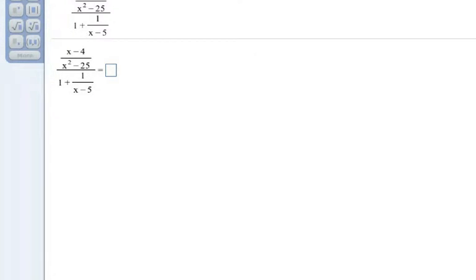Okay, with a problem such as this one, the first thing that you would want to do is to factor any of the polynomials that could be factored. So the x squared minus 25 factors using the difference of squares to be x plus 5 times x minus 5.